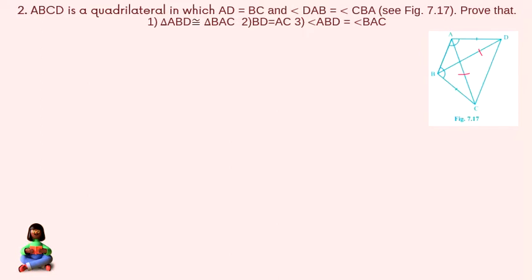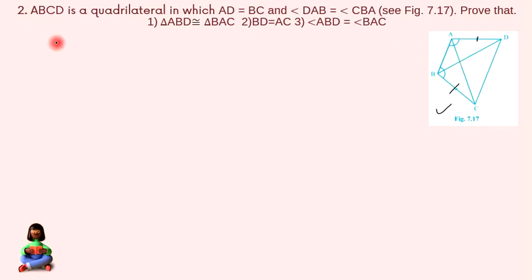Now, the second question given to us is: ABCD is a quadrilateral in which AD is equal to BC and angle DAB is equal to angle CBA. Prove that triangle ABD is congruent to triangle BAC, BD is equal to AC and angle ABD is equal to angle BAC. So, here we are given that there is a quadrilateral ABCD where AD is equal to BC and angle DAB is equal to angle CBA. Now, these things are given to us. So, mention it in the given section, then write to prove.